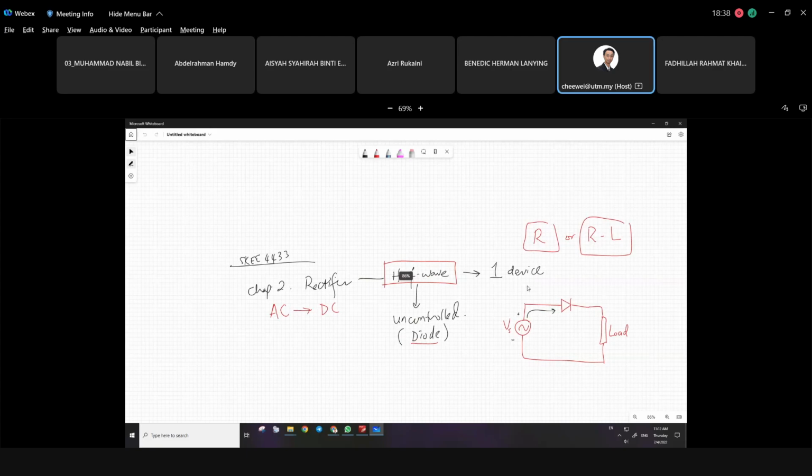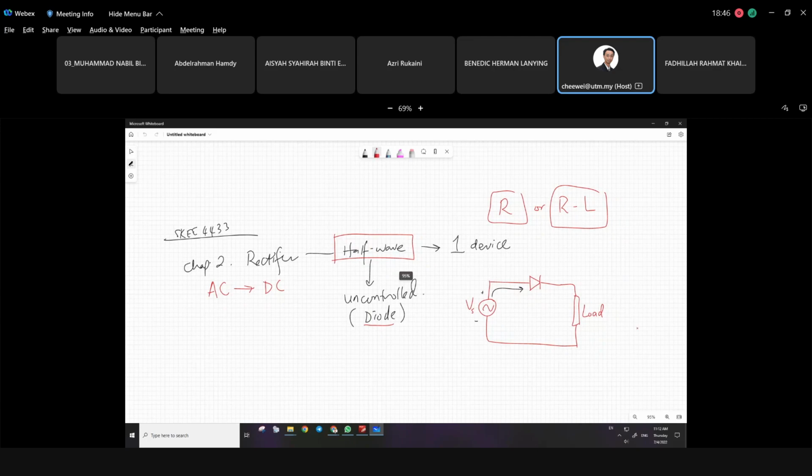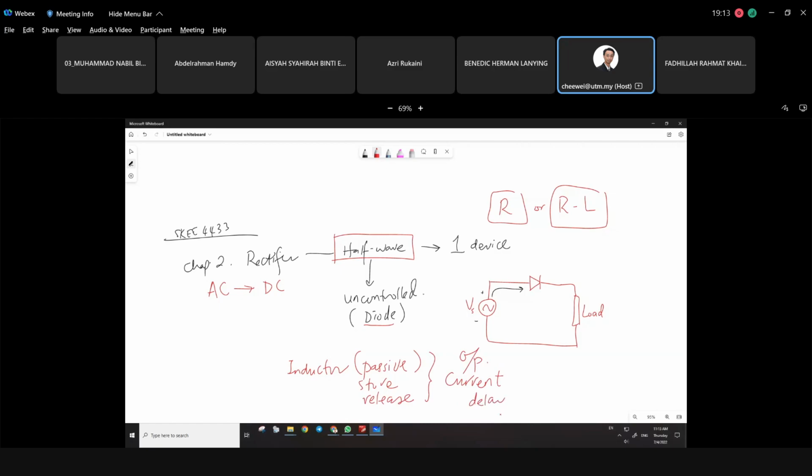What about if we have RL load? Still remember that L is basically an inductor. An inductor is a passive component that is able to store and release energy. So what is it affecting? It's affecting the output current. The output current may be delayed because of the charges stored in the inductor and then released.